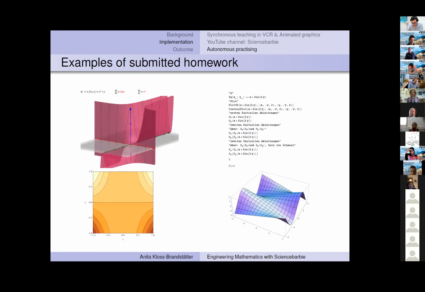And this is how it looks. So in the meantime, the students somehow got used to applying mathematical software solutions. Instead of calculating everything by hand, this is how the homework is submitted in the meantime. And you see here, for example, they use GeoGebra, Wolfram Alpha, and Mathematica to tackle the examples.